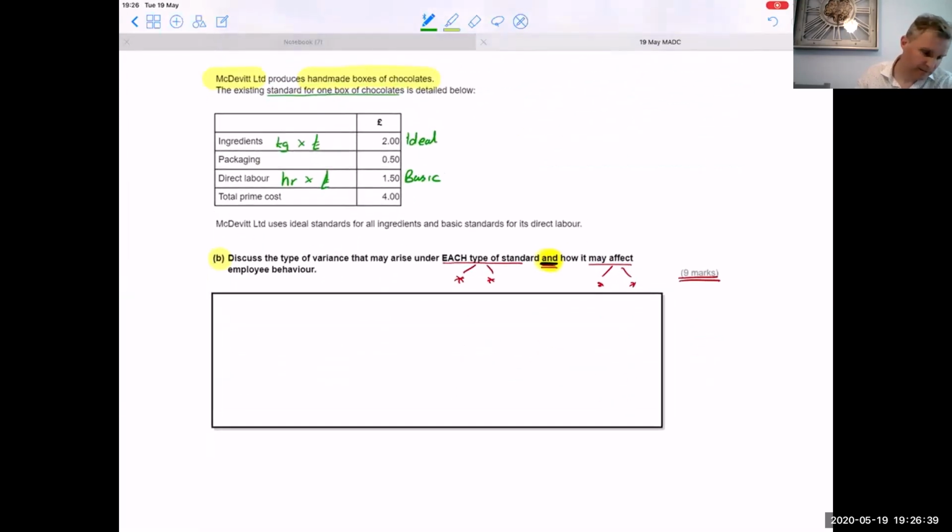Okay, so what would I do? The first thing it says is discuss the type of variance that may arise under each type of standard. So exactly the same as the first point, I write one sentence as an introduction. I don't like more than a sentence, but I do like to set the scene, because I like to tell the examiner I know what I'm talking about. I don't like just to jump in.